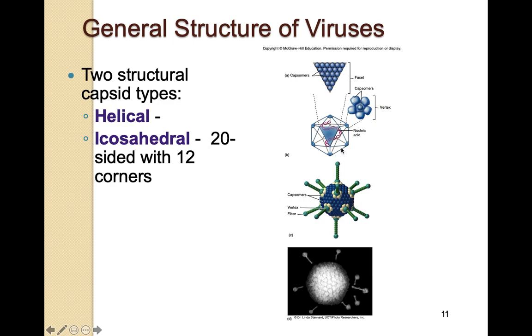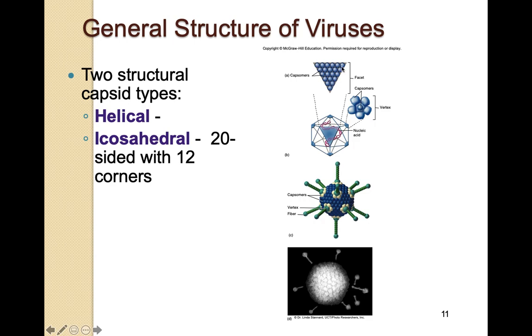Icosahedral is a 20-sided die. It's got 20 faces on it. Little individual capsomeres in here, little small tic-tacs, make up things called facets, if you know anything about how they cut diamonds and things like that. It's also the shape of a jewel. The side of a cut of a diamond is called a facet. So individual little capsomeres here, the same concept here.